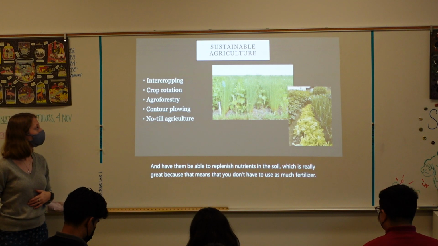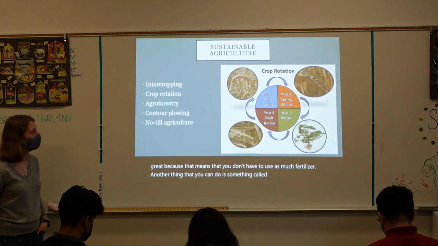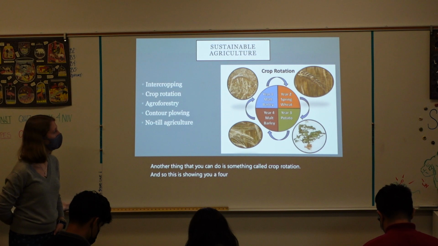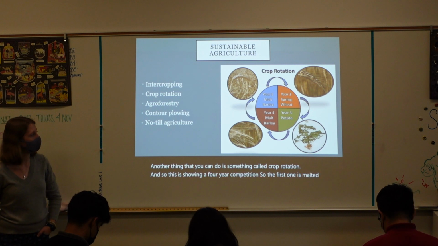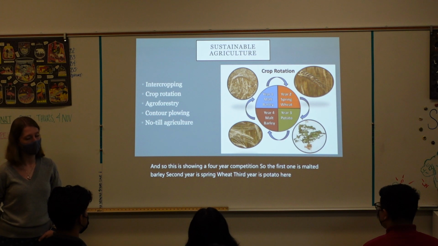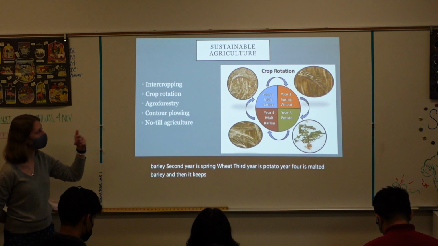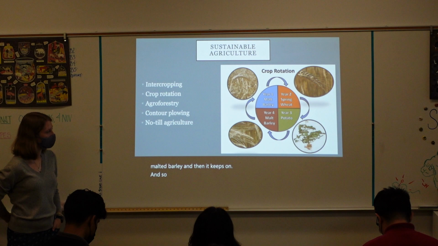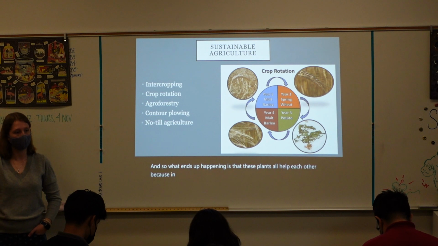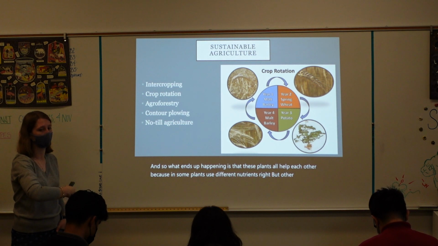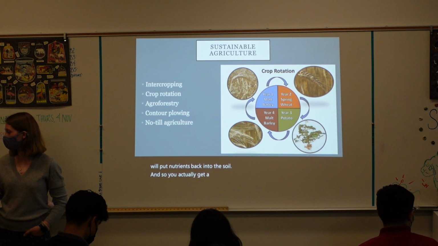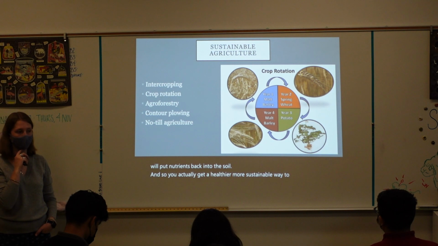Another thing that you can do is something called crop rotation. This is showing you a 4-year crop rotation. The first year is malt and barley, the second year is spring wheat, the third year is potato, year 4 is malt and barley, and then it keeps on cycling. What ends up happening is that these plants all help each other, because some plants use different nutrients, but other plants also put nutrients back into the soil. So you get a healthier, more sustainable way to farm, which is pretty cool.